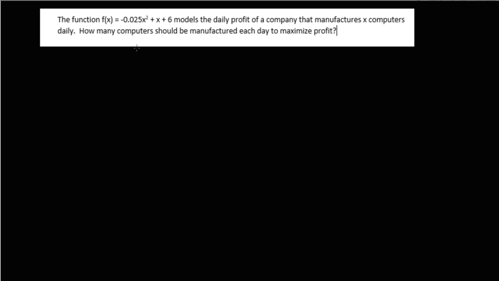The function f of x equals negative 0.025 x squared plus x plus 6 models the daily profit of a company that manufactures x computers daily. How many computers should be manufactured each day to maximize profit? So, what they're wanting to know is, what's the maximum point of this function?